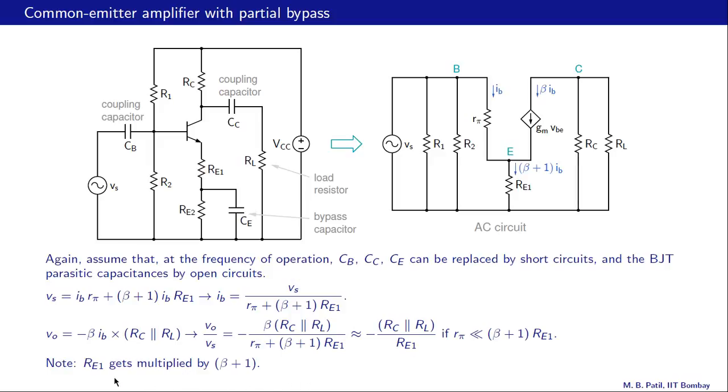Let's note that RE1 has not appeared as RE1, but it has appeared as RE1 times beta plus 1 in these expressions. So even if RE1 is small, say 100 ohms or 0.1 K, when it gets multiplied by this factor, such as 101 for example, we will get 101 times 0.1, or something like 10K. So even if RE1 is small, it gets magnified here because of the beta plus 1 factor.